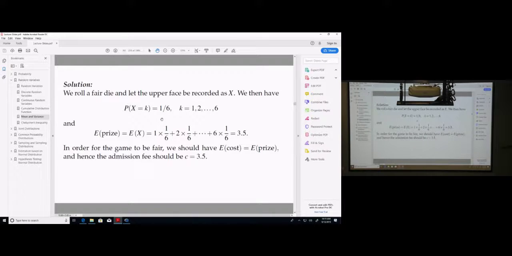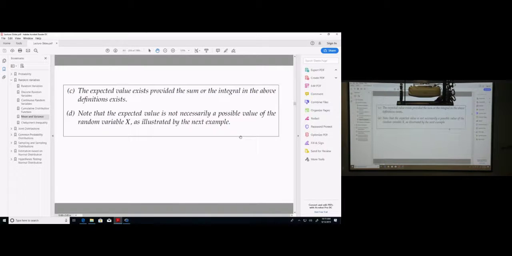So I roll a pair of fair dice, each face with probability 1 over 6, and the prize I will get will be on average 3.5. This is something that we have done, because on average you will get 3.5. Now this is where the comment from the previous one comes in: the expected value is not necessarily a possible value of the random variable.